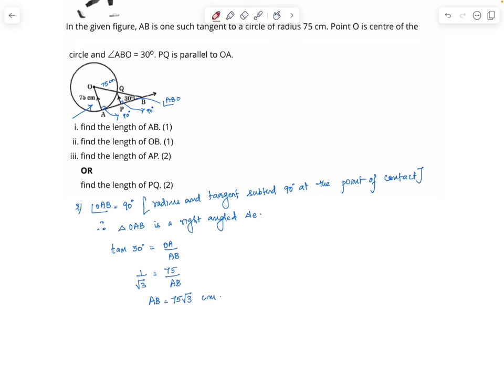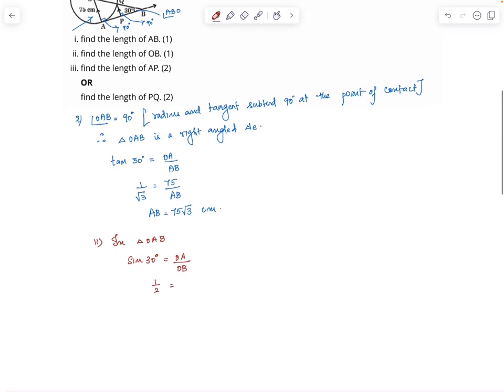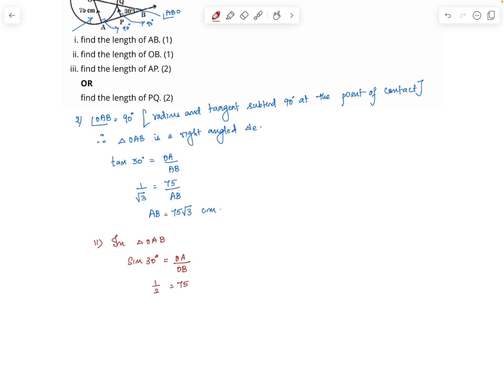Question 2. Find the length of OB. Let's consider the same triangle. In triangle OAB, sin 30 is equal to OA upon OB. Sin 30 is half, OA is 75, by OB. OB is now 150 centimeters.